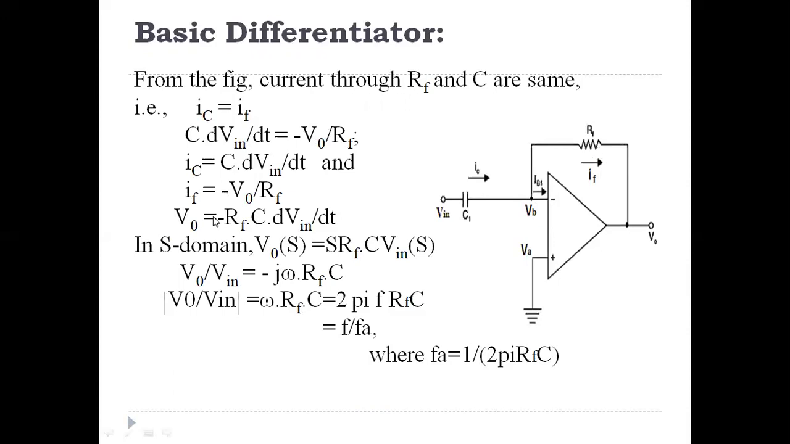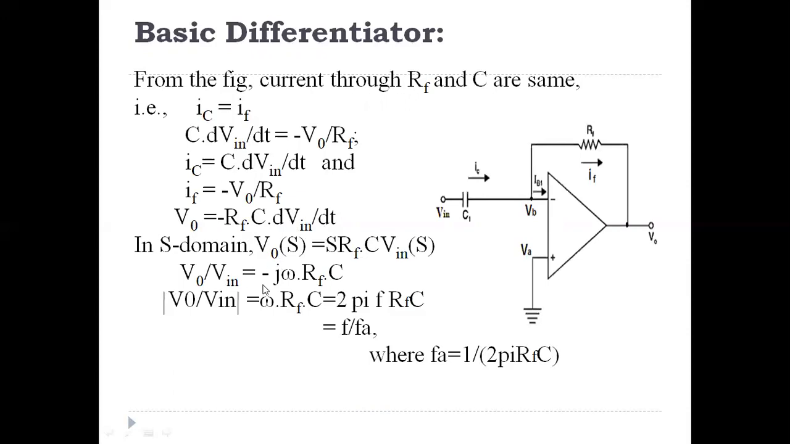If you simplify the equation, then V0 is equal to minus RF into C into dVn by dt. From this equation we can say that a differentiation operation is performed at the output. That means the input is differentiated and the output is V0 is equal to minus RF C into dVn by dt. In S domain, we can also write it as V0 of s is equal to minus s into RF into C into Vn of s. We have a negative sign here.